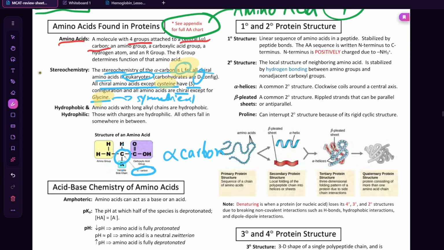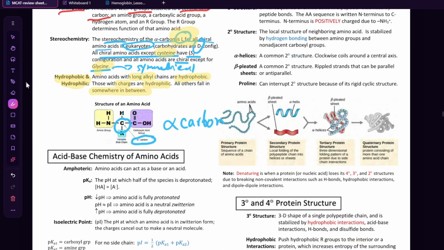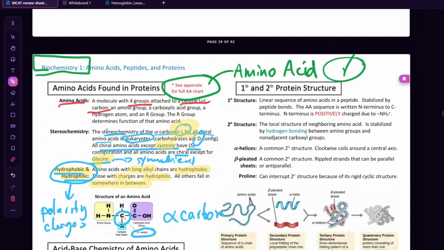All right, and then it also talks about hydrophobic and hydrophilic. So amino acids with long alkyl chains, so a lot of like the carbon chain is super long, are hydrophobic. Those with charges are hydrophilic, and all others fall somewhere in between. So it's important to know. That's why it's important to remember the polarity and also the charges of the amino acids, because it relates to whether they're going to deal with water or not deal with water. In other words, if they're not dealing with water, then they're hydrophobic. If they're dealing with water, then they're hydrophilic.